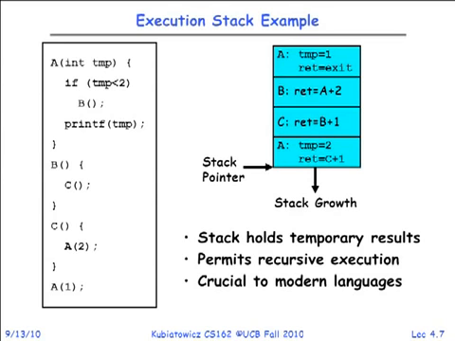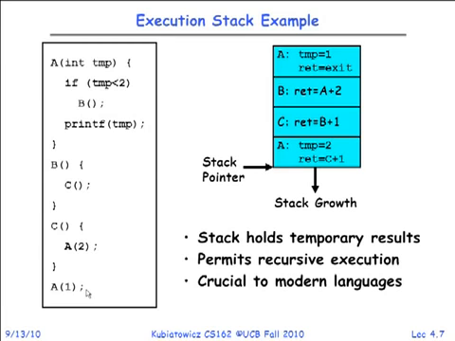Let me remind everybody, this is a 61C concept, but let me pull it back up on the board. If we have this piece of code, notice how A has a variable argument, temp, and if temp is less than 2, we call B. B has no arguments, but it calls C, and C calls A of 2. We start everybody by calling A of 1. And what does that stack look like?